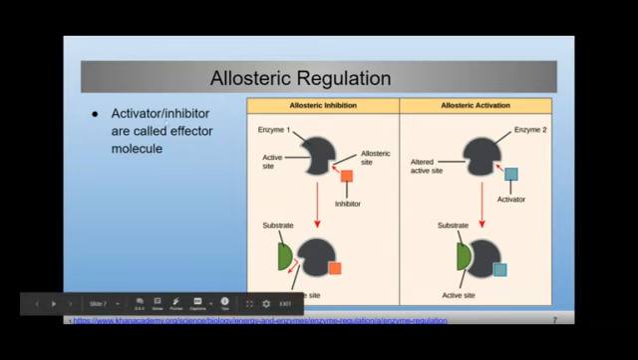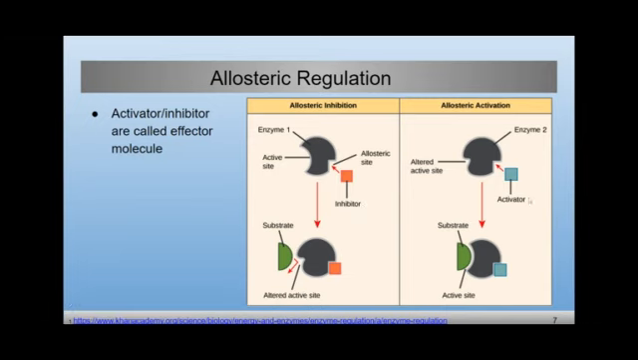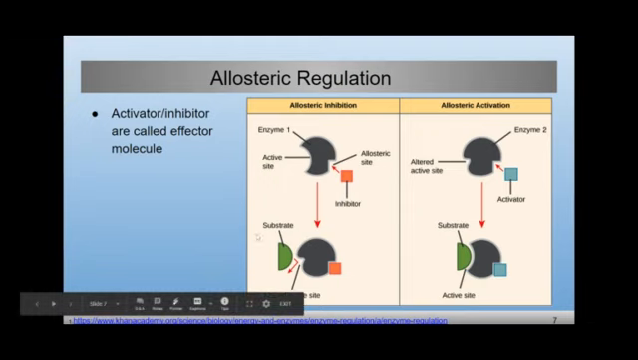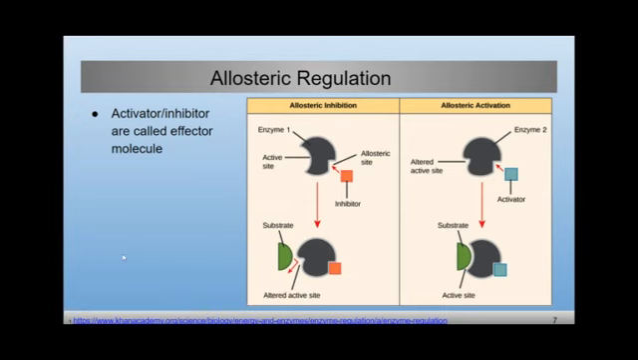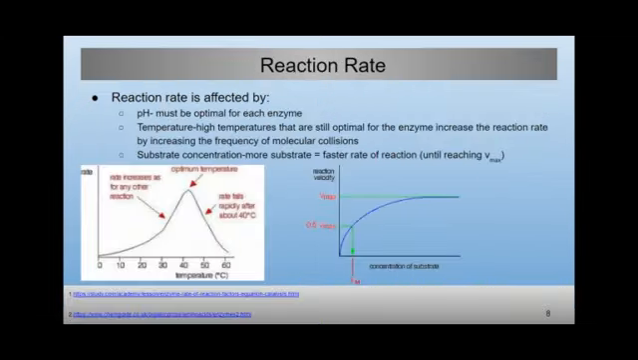And so it's important to realize that whether it's an inhibitor or an activator, in this case, these molecules are called effector molecules. They affect somehow the trajectory of the enzyme regulation. And so that's really important for the allosteric regulation.